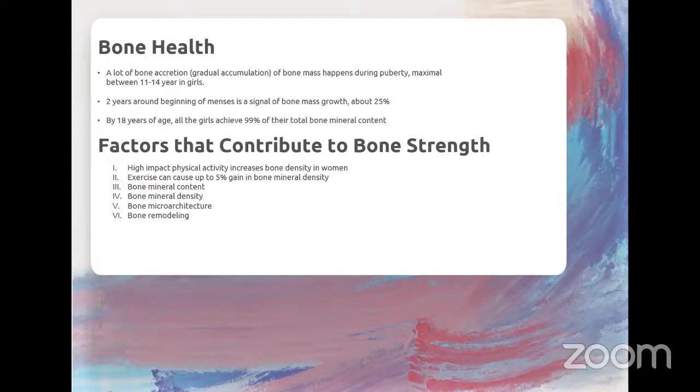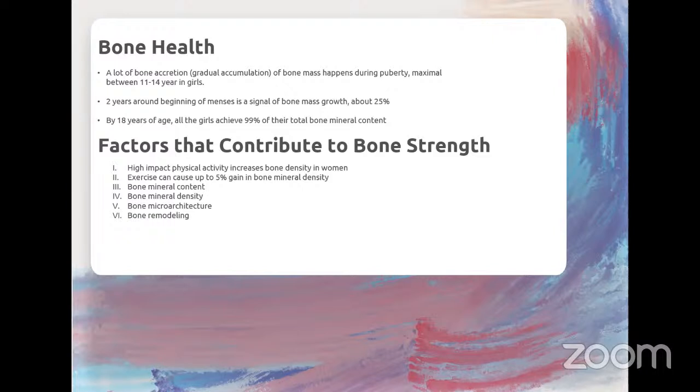Now let's talk about bone health. A lot of bone formation or acceleration happens in girls who are aged between 11 to 14 years. Okay, and by the time a girl reaches 12 years of age, almost 25% of the bone mass has grown. And by 18 years of age, all the girls will achieve up to 99% of their total bone mineral content.